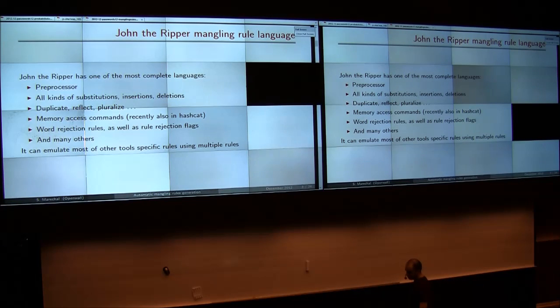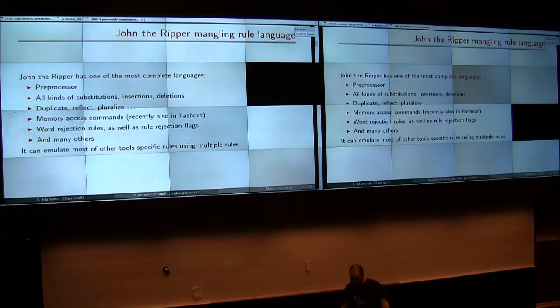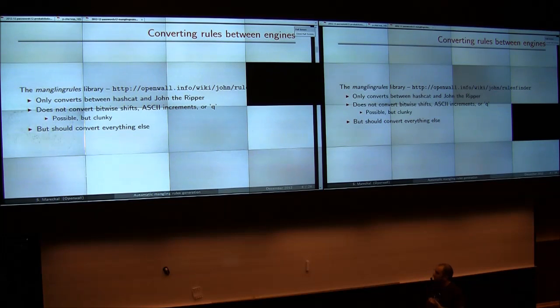I will mostly talk about John the Ripper, mainly because it's the tool I know the best, and also because it has one of the most complete languages. It has a preprocessor which I will not use here at all. It has all the rules you can dream of. It even has memory modification rules that are now also in hashcat. It has word rejection rules and rule rejection rules, flags, and all kinds of things, and it's very complicated, and it's so complete that I can use it to emulate other tools' specific rules. Actually, it should be possible to emulate them all.